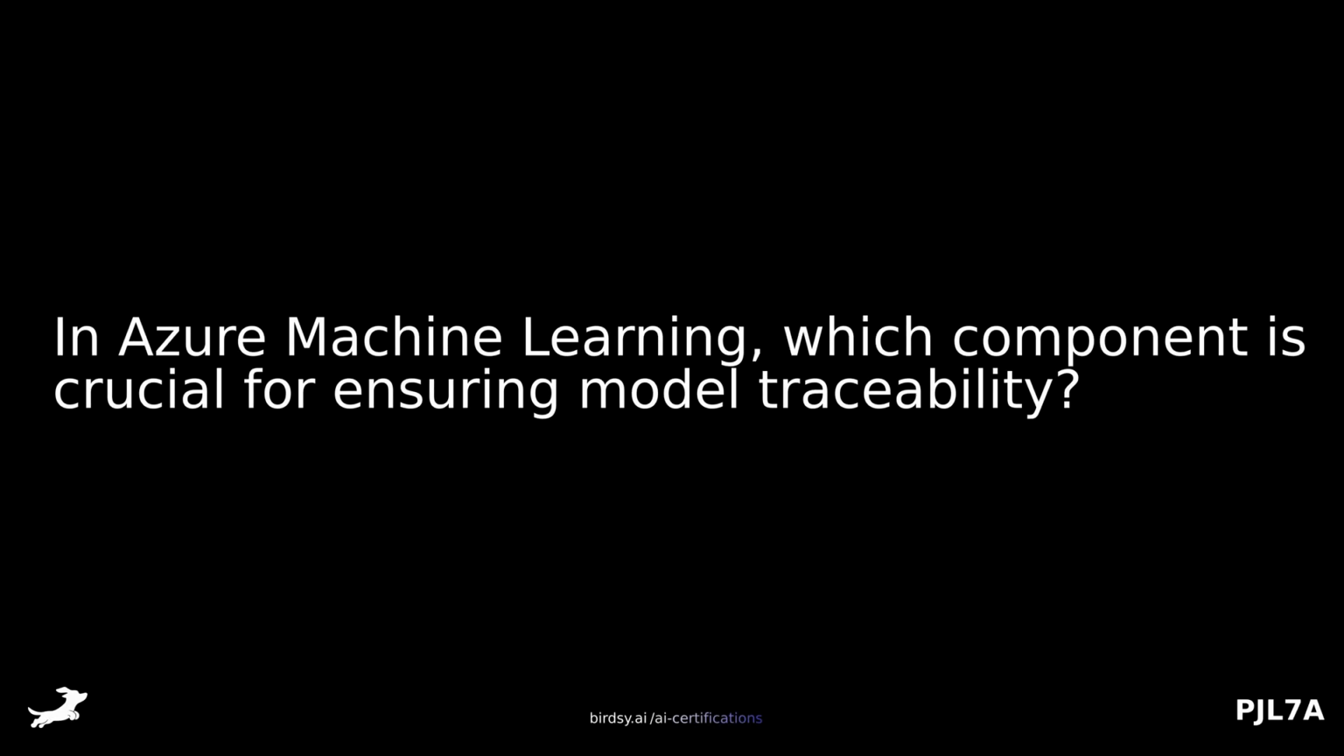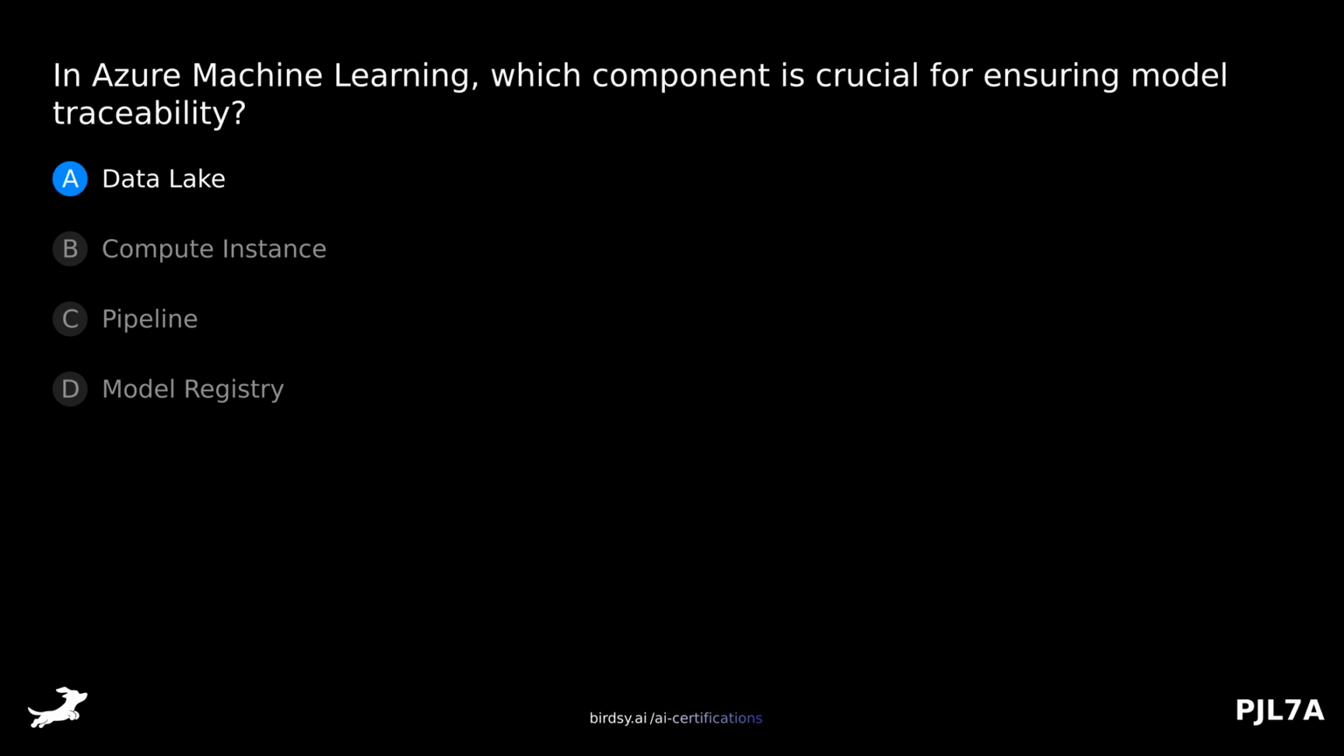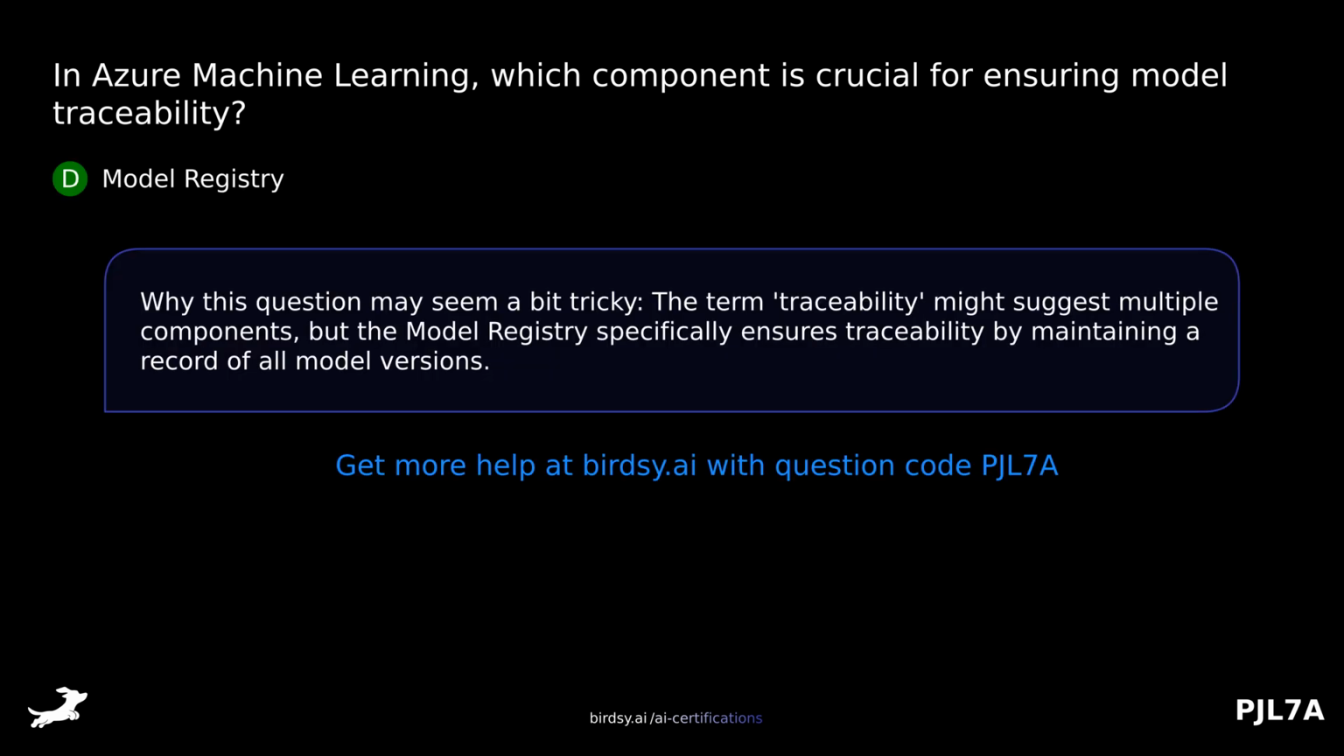In Azure Machine Learning, which component is crucial for ensuring model traceability? Is it A, data lake? B, compute instance? C, pipeline? Or D, model registry? The answer is D, model registry. Why this question may seem a bit tricky: the term traceability might suggest multiple components, but the model registry specifically ensures traceability by maintaining a record of all model versions.